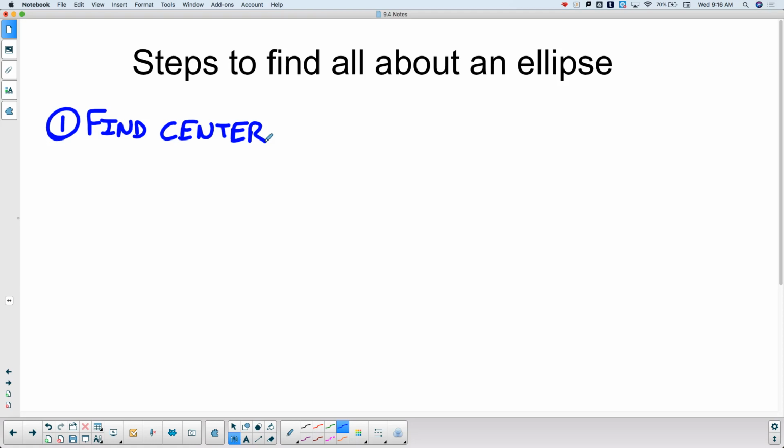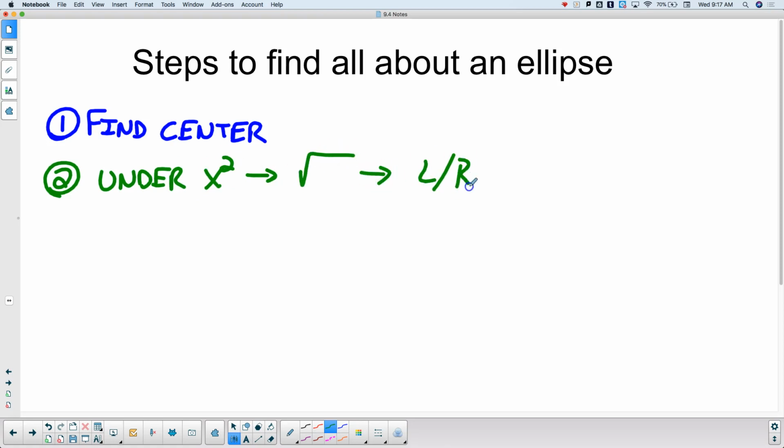Okay? Step number 2. What do we do? Okay, what do I do with what that number is? Square root it, and what does that do for me? It shows you how far you go, like left or right from the center. So that would be the endpoints of one of the axes. Okay? Don't know if it's major or minor.